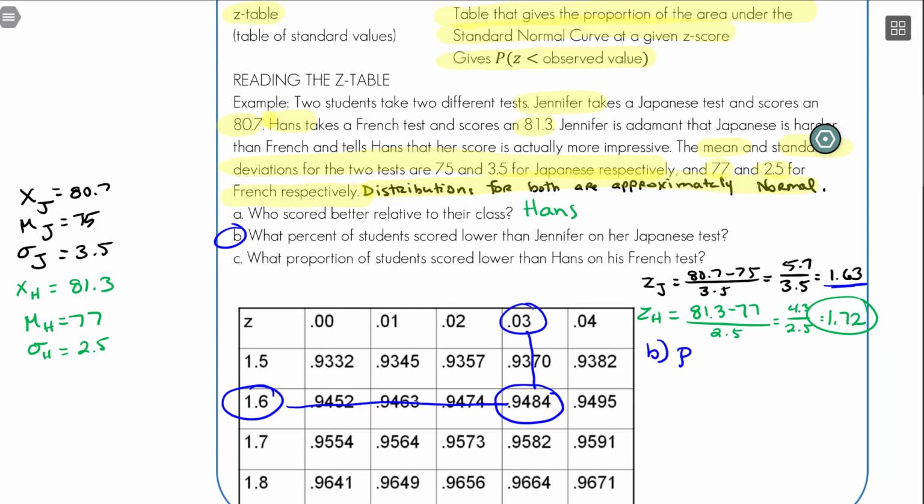We can write that out as the probability that a z-score is less than 1.63, which is the same as saying the probability that somebody scored worse than Jennifer, which we can say is the probability that any test score is less than Jennifer's test score, is equal to 0.9484. So she scored better than 94.84% of all other Japanese test takers.